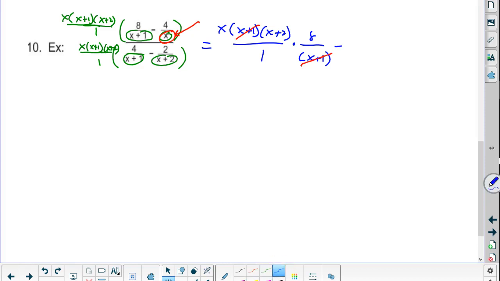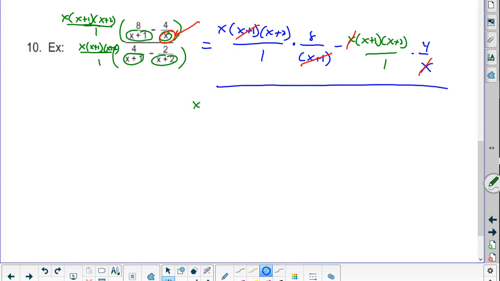We've got that negative sign. And again, I'm going to use the green this time. The x times the x plus 1 times the x plus 2 over 1 times the 4 over x. And here our x's divide out. Another denominator gone. We only have a numerator left in the numerator.